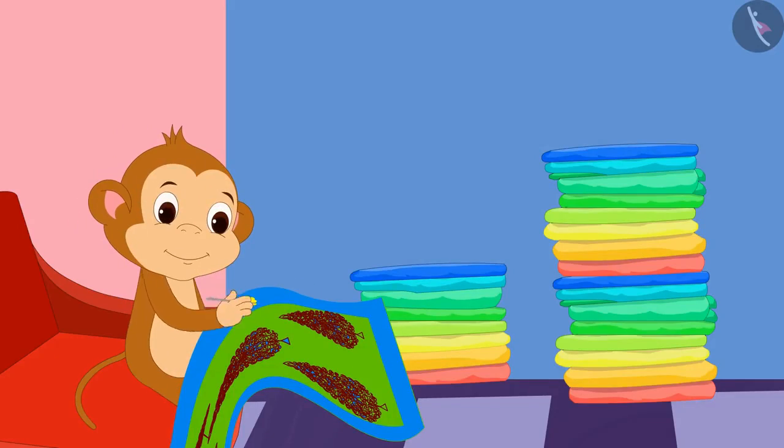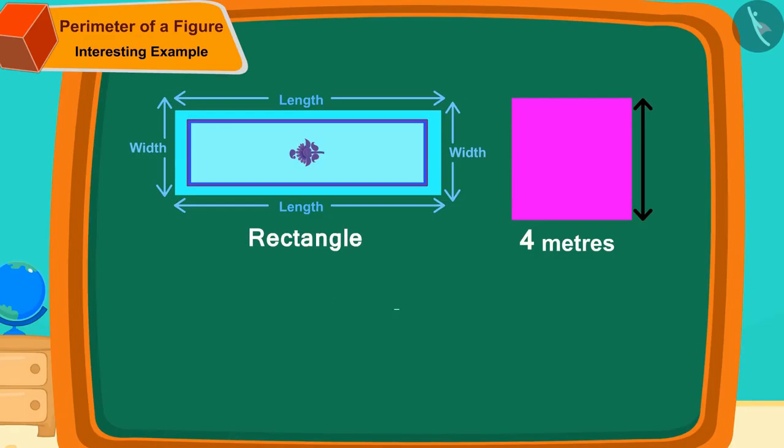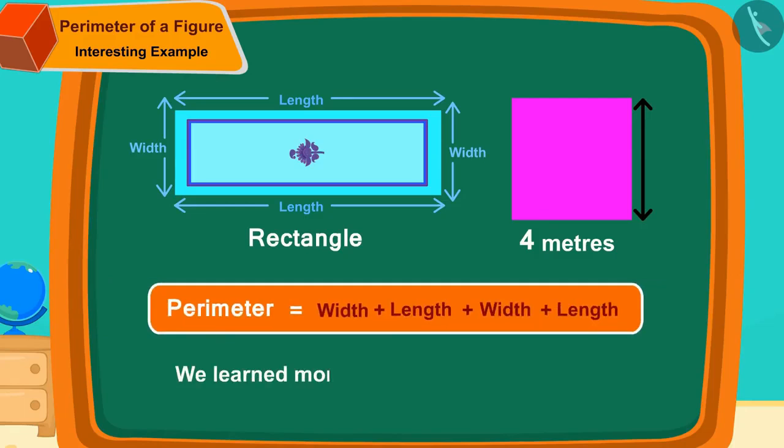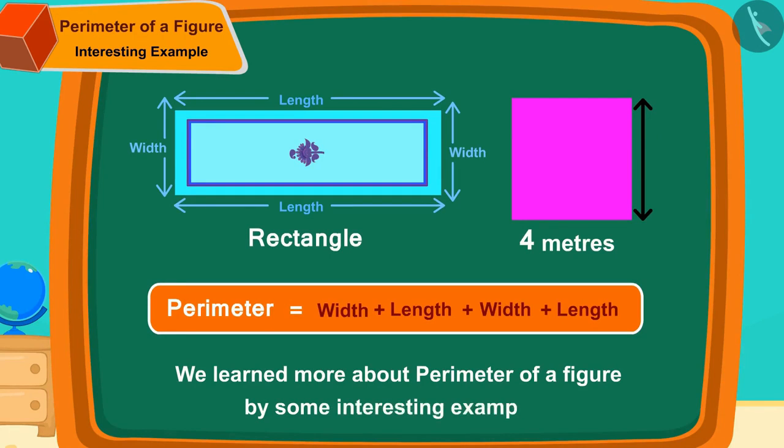Banno's shop started doing phenomenal business. So Babban also started helping her. Children, in this video we learned more about perimeter of a figure by some interesting examples. In the next video, we will look at some of the misconceptions related to this.